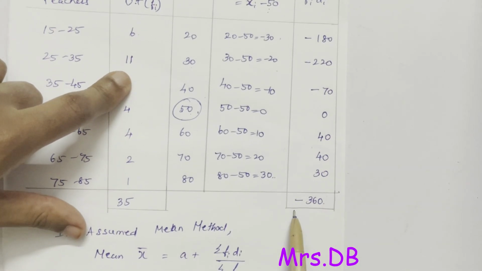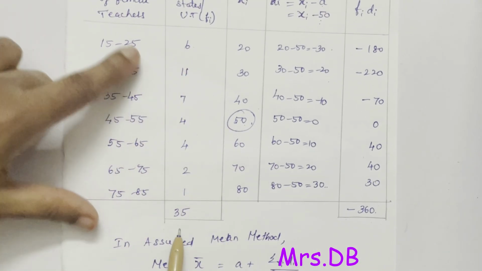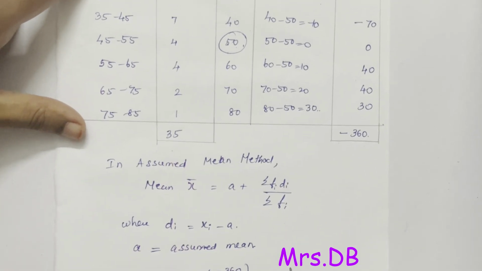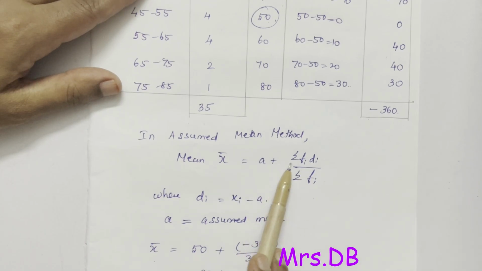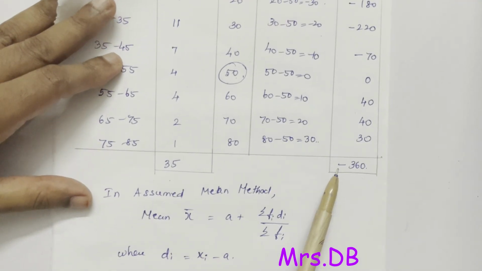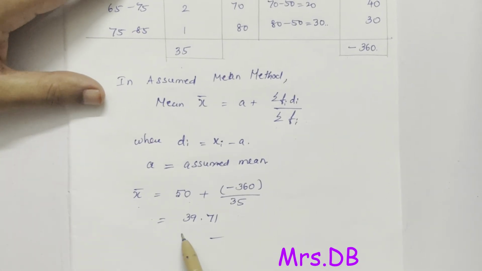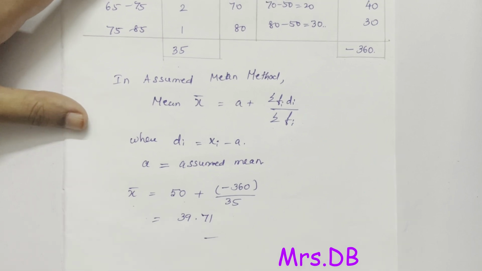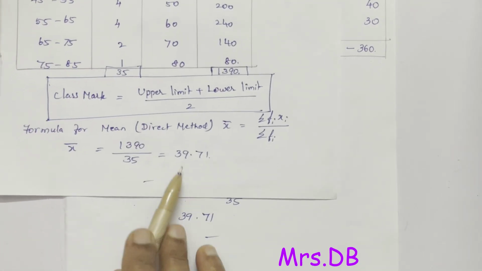So I have added everything here. This is sigma fi di, and then I calculated sigma fi here and am substituting now. Hope you understand. Mean x bar equals a plus sigma fi di by sigma fi. So a is 50, sigma fi di is minus 360, and sigma fi is 35. I have substituted here and simplified. Now we got the mean in the assumed mean method. See, the answers in the first method and second method are the same.